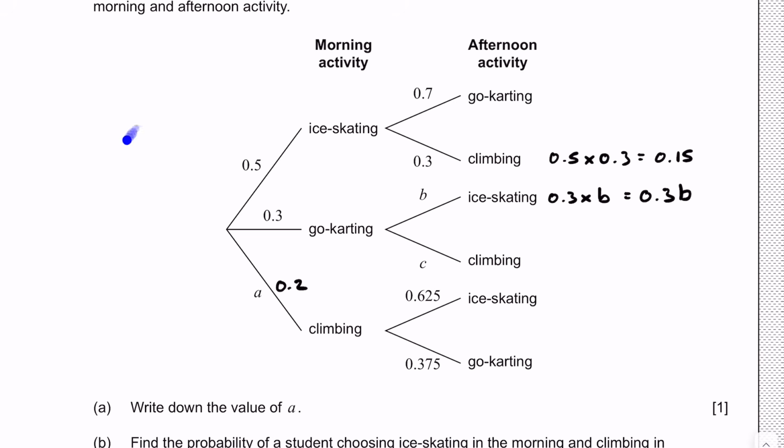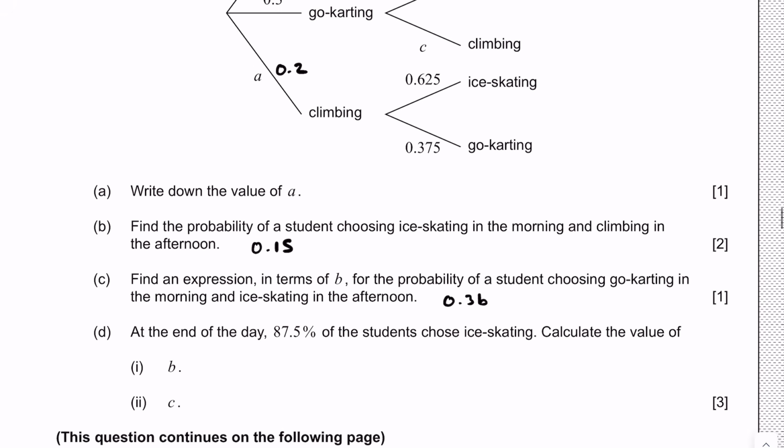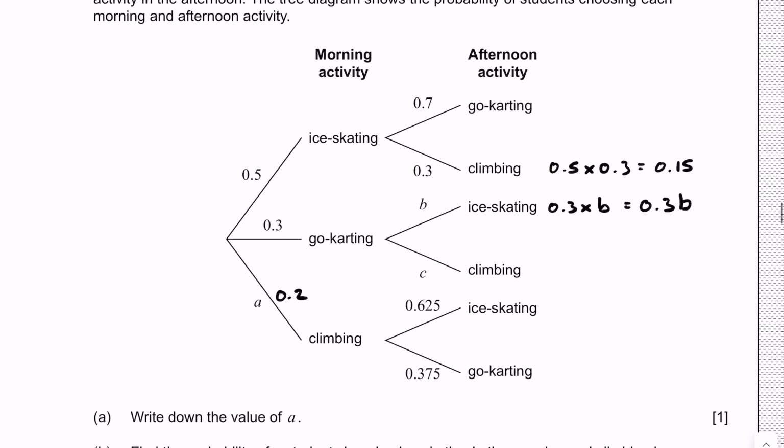So I'll use this space here and we can write it out. The probability that a student chooses ice skating. So first off, what are the ways in which someone can choose ice skating? Well, we have 50% choosing ice skating here, regardless of whether they do go-karting or climbing afterwards. So we already know that we have 50% choosing ice skating in the morning. Who else can do ice skating? Well, the ones that choose go-karting and then ice skating. That would be this 0.3b, so 0.3 times b, multiplying along the branches.